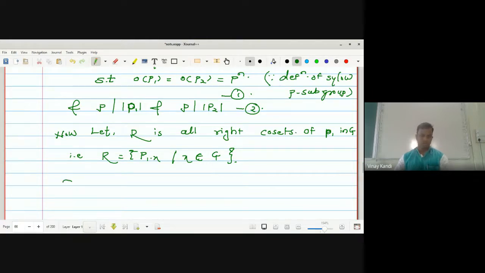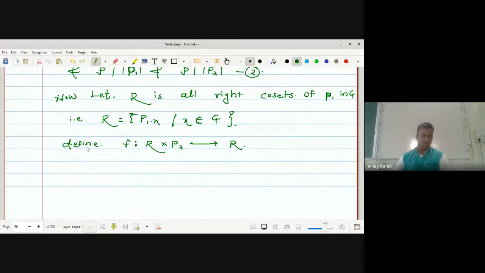Now define one function. So f is the function from R cross P2 to R, defined by f of the element P1 x belonging to R and an element of P2, suppose small y, as P1 x y, for P1 x belonging to R and small y belonging to P2. Any doubt up to here?